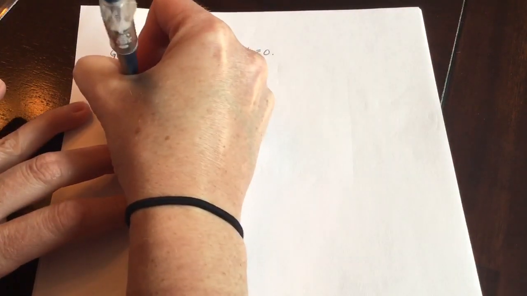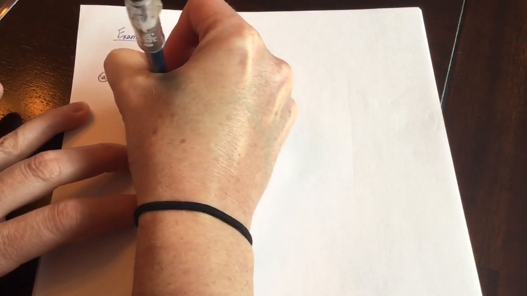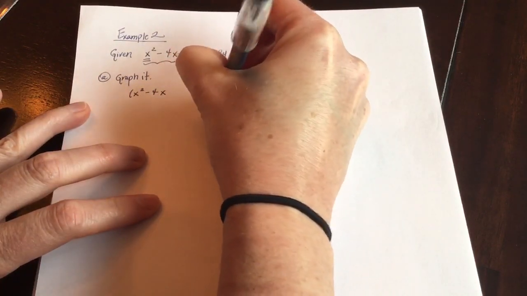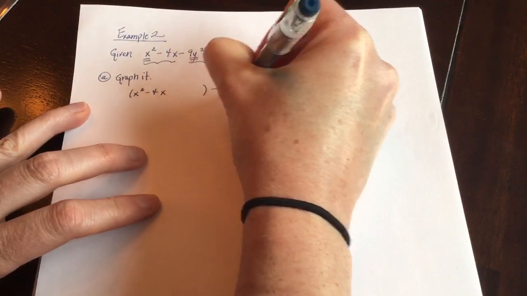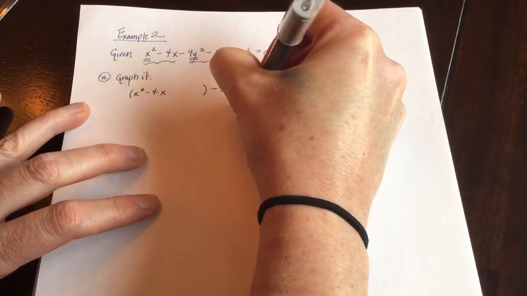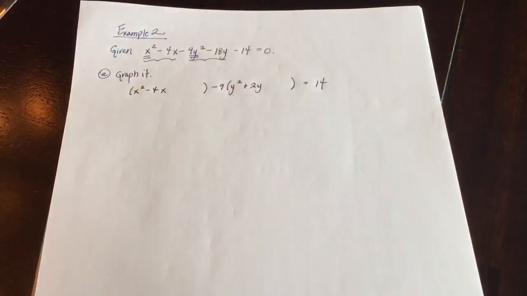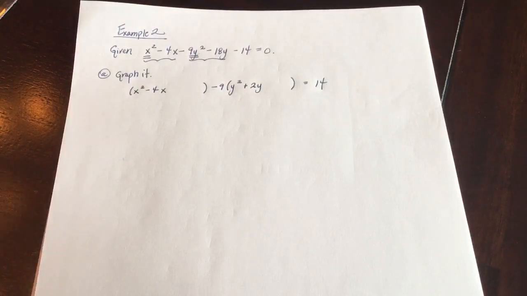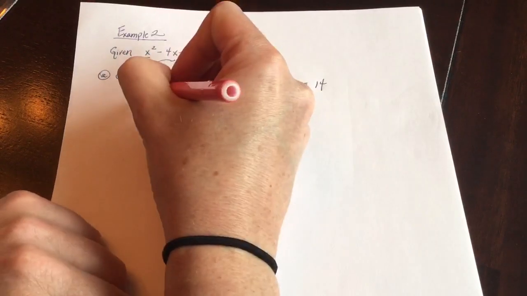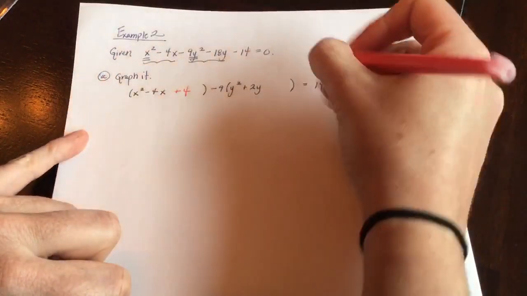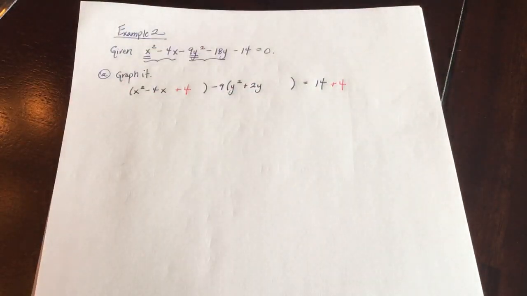So we're going to have x squared minus 4x grouped together. The y terms, I'm going to factor that -9 out. So I'd have -9 times y squared plus 2y. And then I'm going to kick the 14 over to the other side. Okay, magic ingredient time. In the first set of parentheses, divide your linear coefficient by 2, square the result, you get 4. And I actually did just add 4, so I'm going to add 4 to the other side of the equation to balance that out.